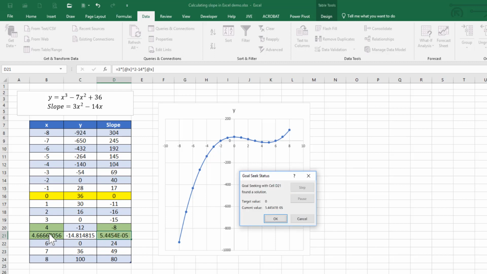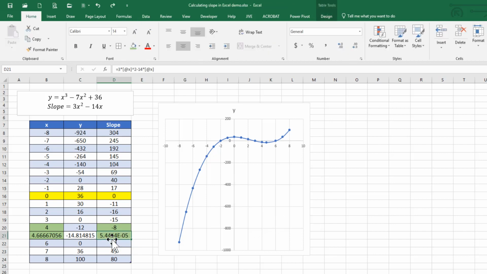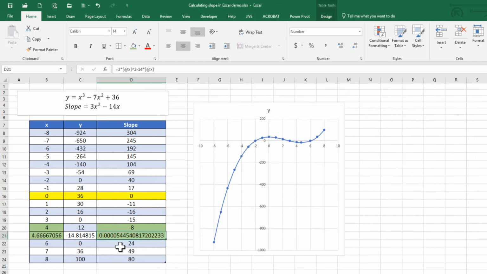And what Excel does is it changes that x value to achieve my goal of a slope of 0. I'm going to hit OK. Now, some people might get confused by this slope value. It says 5.4454 e negative 0.5. What that means is when I see e, it means that it's raising it times 10 to the power of negative 5. It means that it's giving it a lot of decimals. If I were to write this out as a decimal, this is the equivalent value. So while it's not exactly 0, it's really darned close. And this is good enough for me.